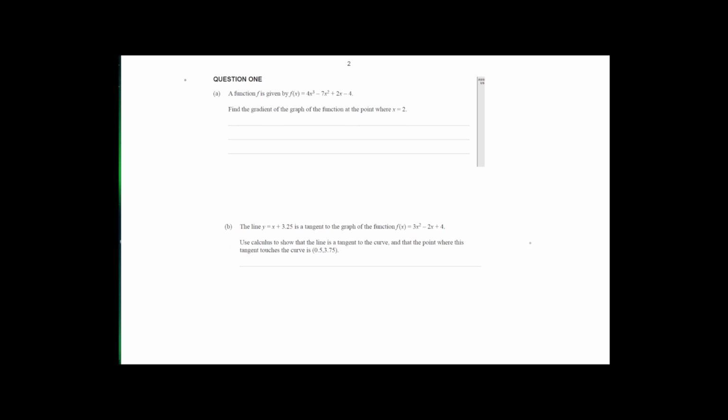Okay, a function is given. Function f is given by that. Find the gradient of the graph of the function where x equals 2. So we need to differentiate that function to find the gradient, obviously. So this first term, 4 times 3 is 12. X loses 1, becomes 2. Minus 7 times 2 is minus 14. The x loses 1, becomes a 1. The 2x becomes a 2, and the 4 disappears.